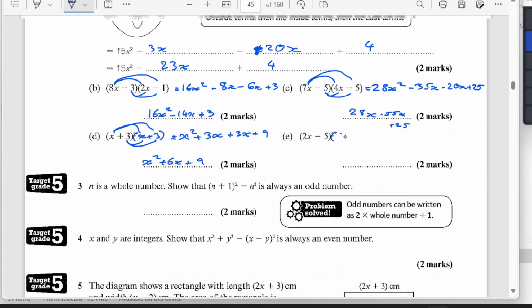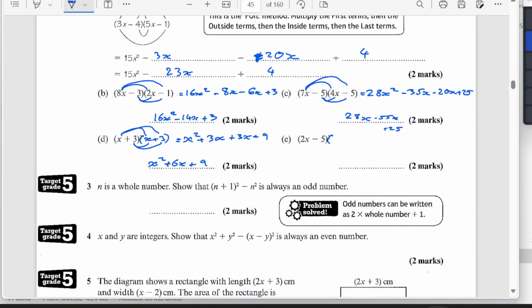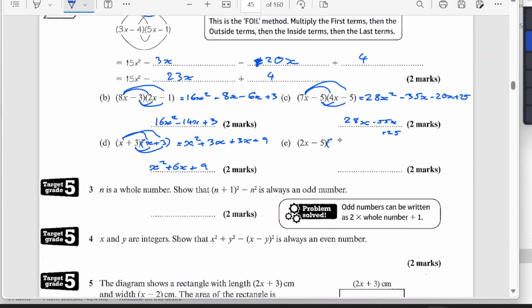And then again, I'm going to write the bracket next to it, or try to. So 2x times by 2x would be 4x squared. 2x times by minus 5 would give me minus 10x. Minus 10x again. And then plus 25. So that gives me 4x squared minus 20x plus 25.